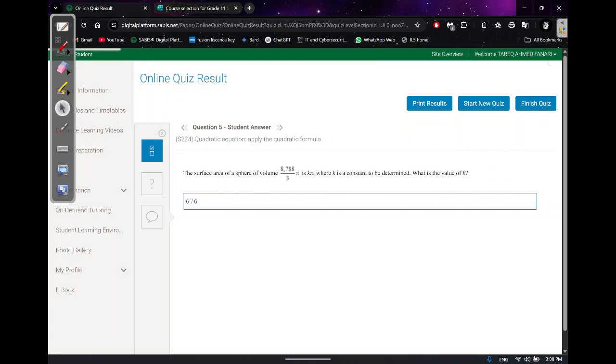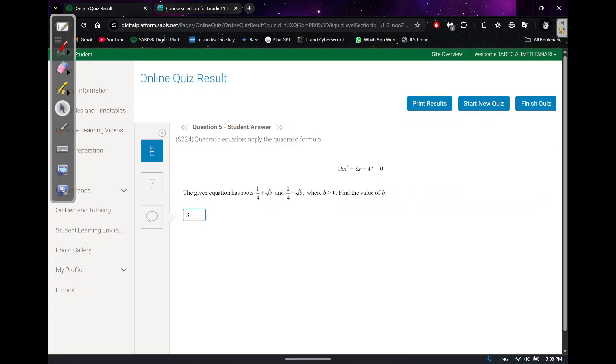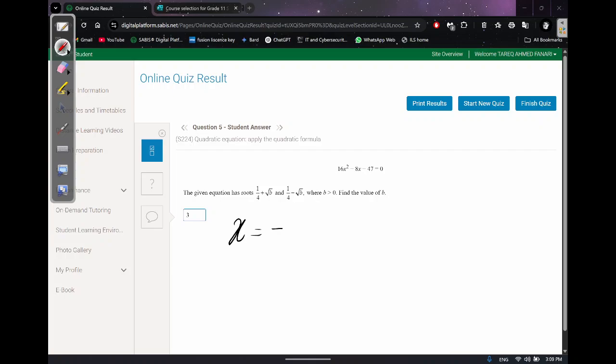Okay, question 5. 16x squared minus 8x minus 47 equals 0. Now, of course most of you will already do this on the equation solver without thinking, but some of you don't have the equation solver. But if you don't have one, you use the quadratic formula. The quadratic formula states that x is equal to negative b plus or minus the radical of b squared minus 4ac all over 2a.